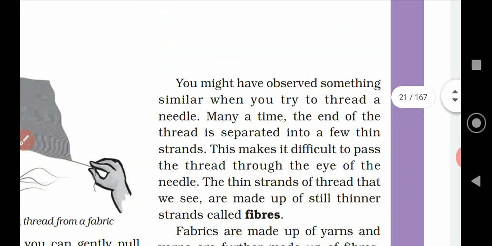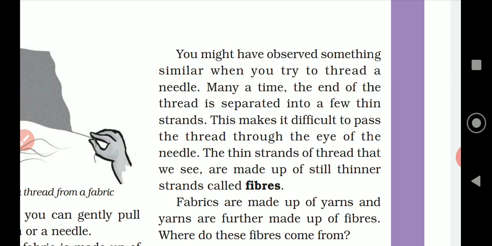Okay, children, what you observe, you might observe something similar when you try to thread a needle. Have you ever tried to thread a needle? When we try to thread a needle, you find very fine strands coming out of the thin yarn. Yarn is the word I'm using because this is a scientific word which we have to use, and this is used for thread. When you try to thread a needle, you find that there are many separated ends, fine thin strands out of one yarn. So that makes it difficult for the thread to pass through the eye hole of a needle.